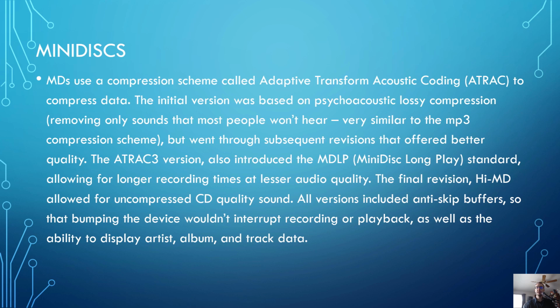All versions included anti-skip buffers, which were incredibly cool. It would store anywhere from 6 to 10 seconds of audio, and if you hit the player, jostled it, dropped it, bumped it, it had that stored in a temporary memory buffer so you wouldn't interrupt recording or playback. On top of that, because this is all digital, you could encode all sorts of other information, like the artist, the album, and track data. You could create markers to jump to favorite spots in a recording so that you could practice it if you were using it as a practice aid.